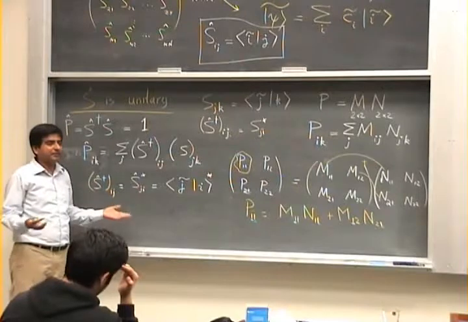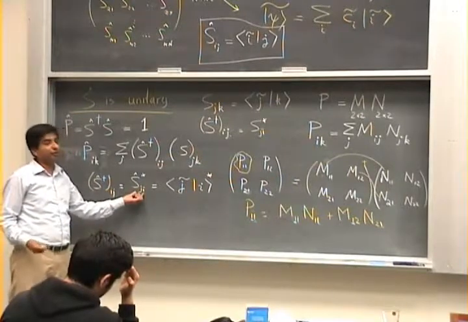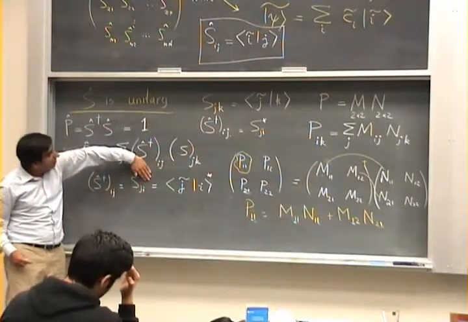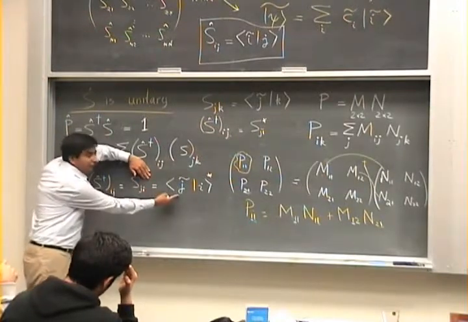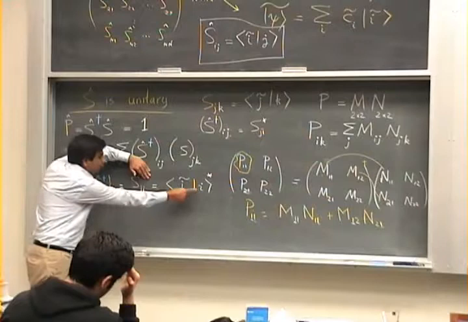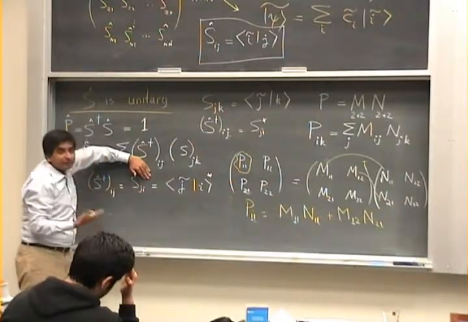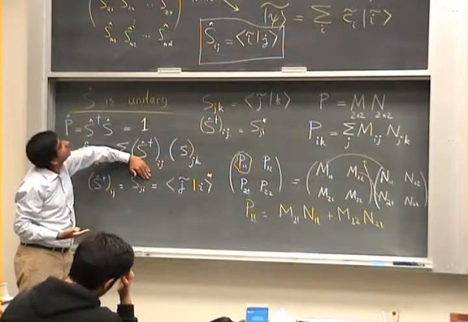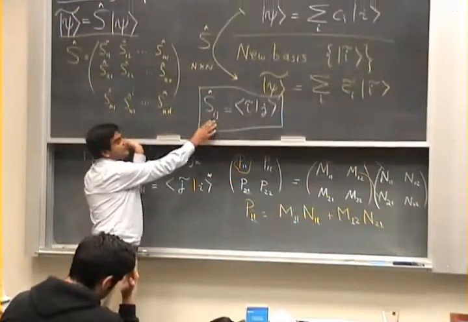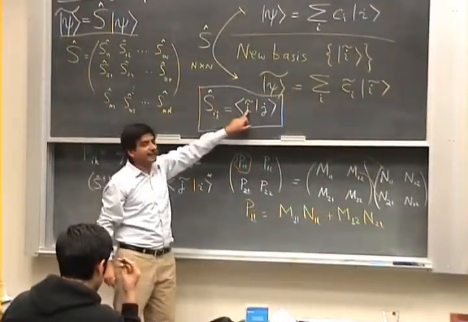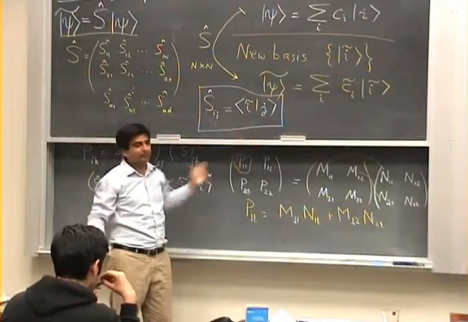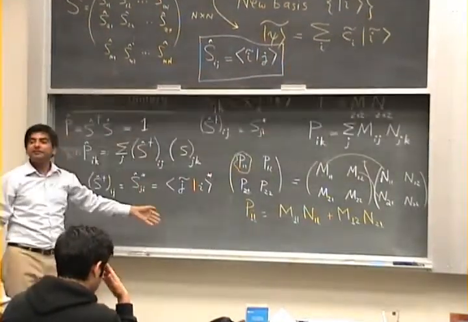This is how you define the similarity transform. This is what you've derived already. S_JI with the complex conjugate is just the inner product of the new element J with a tilde and the old element I without tilde. Remember this? I put K here, I get K here; I put L here, I get L here. Just indices. Agree?